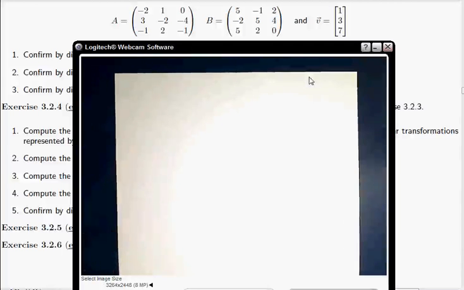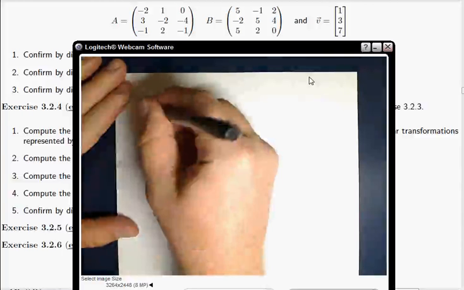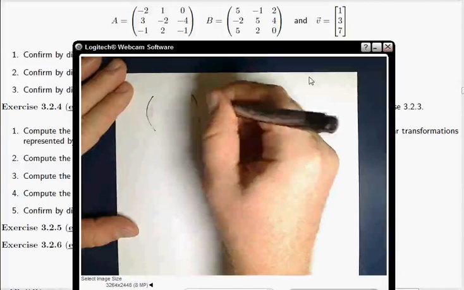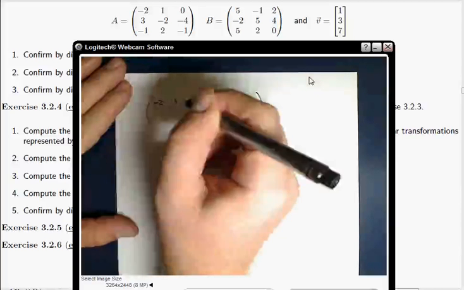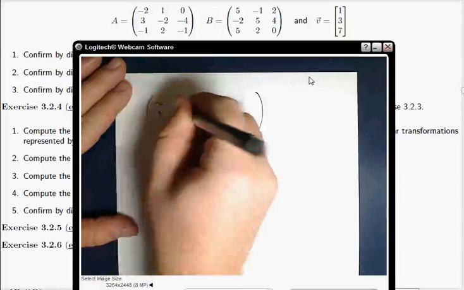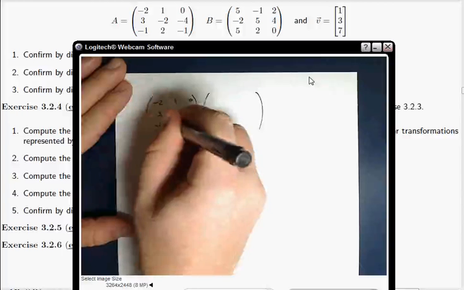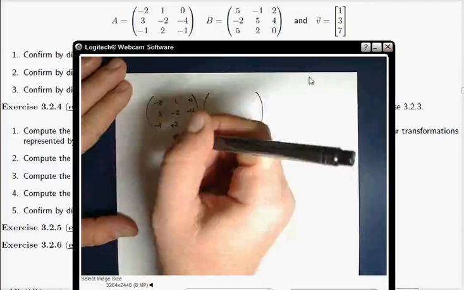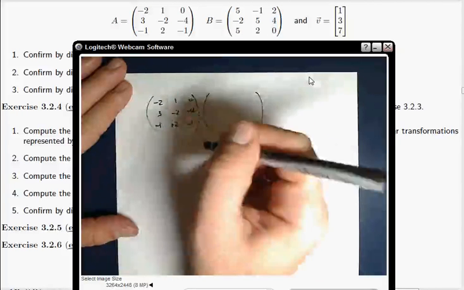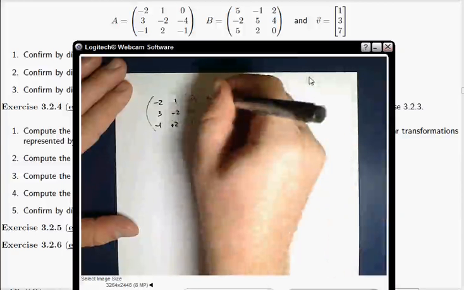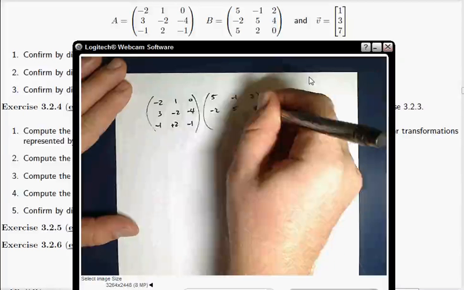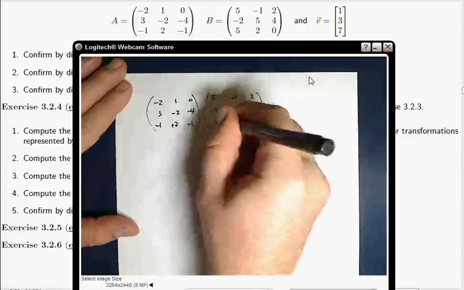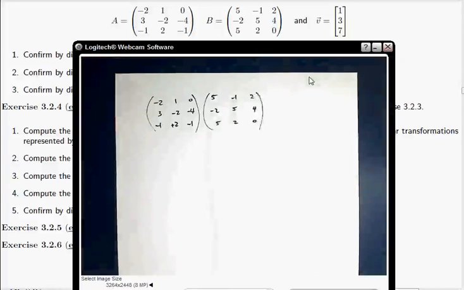So the next thing we're going to do is use interpretation 1. So I'm going to multiply A times B. Let's write this down. So I got negative 2, 1, 0, 3, negative 2, negative 4, negative 1, 2, 2. Oops, negative 1. Okay. 5, negative 1, 2. Negative 2, 5, 4, 5, 2, 0.